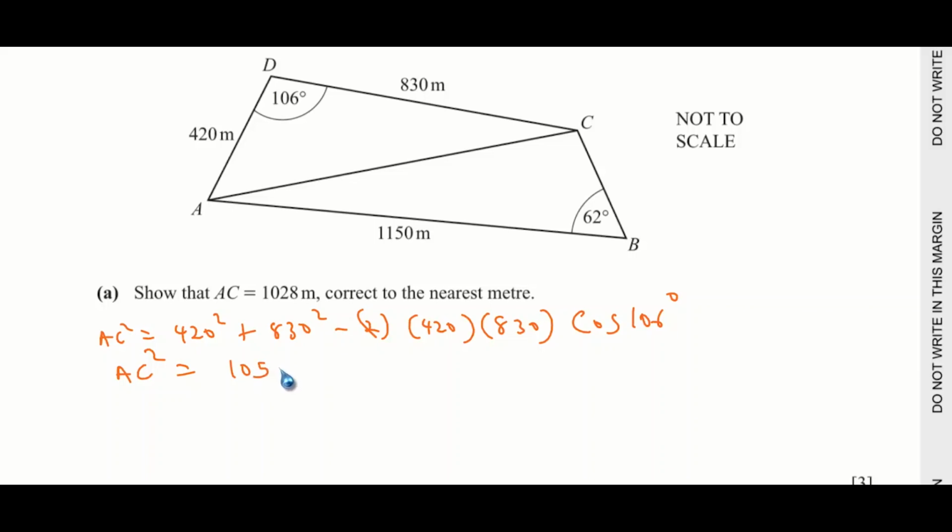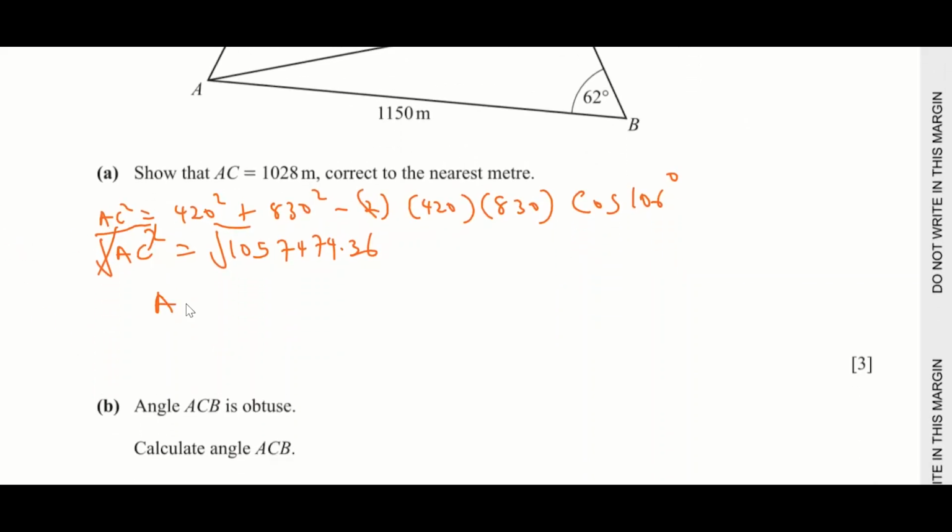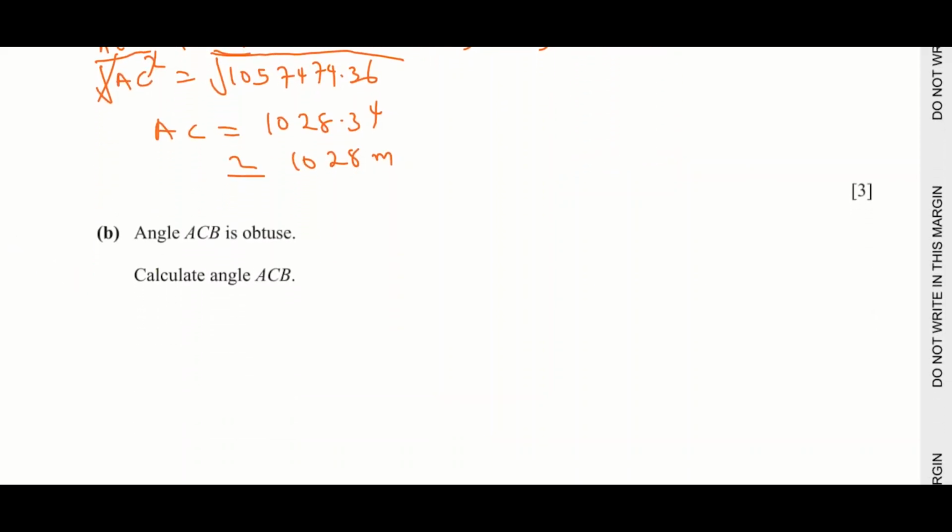If you input this into your calculator straight away, AC squared should be equal to 1057474.36. From here you can take the square root of both sides, so this will cancel the square. Let's scroll down a little bit so that AC will be equal to 1028.34, approximately 1028 to the nearest meter. Okay, so that's that. So for part B, angle ACB is obtuse.